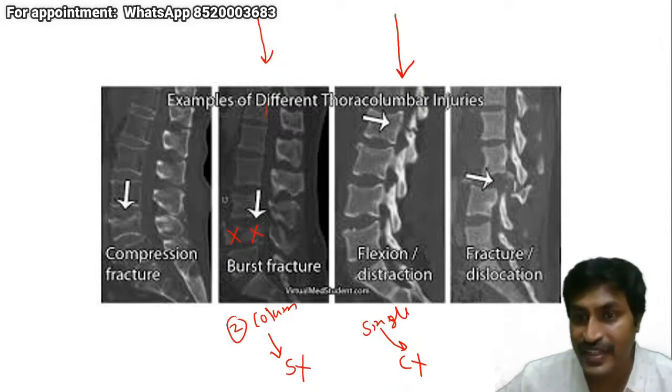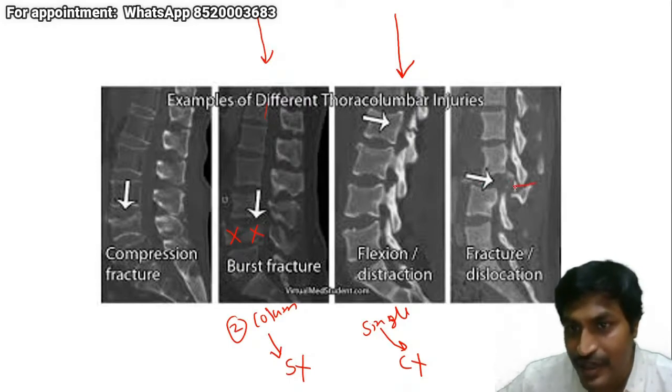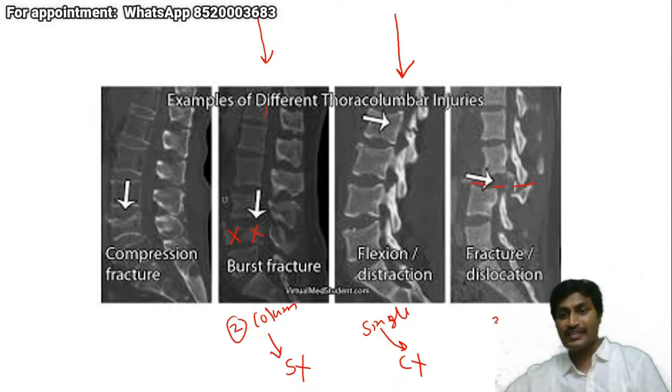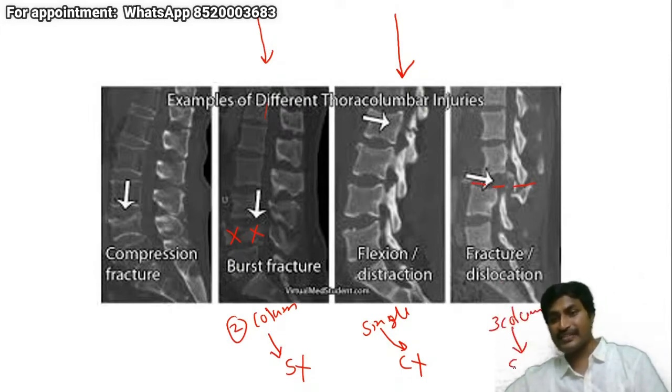And coming to this one, there is a fracture of this column, there is a fracture of this column, and a fracture of this column. So this is a 3-column fracture. So again, this requires surgery.